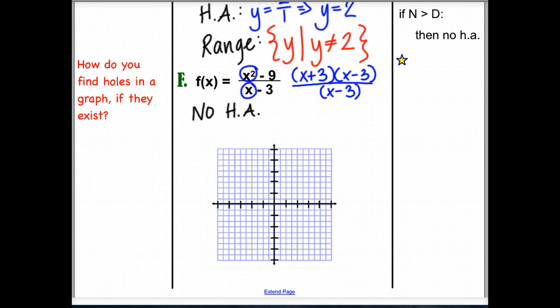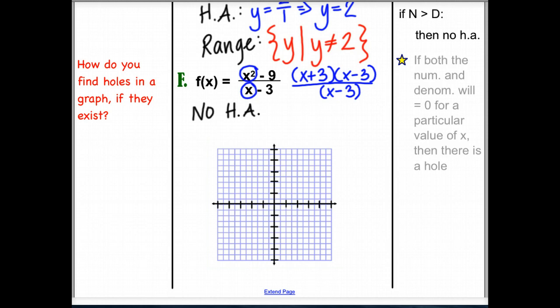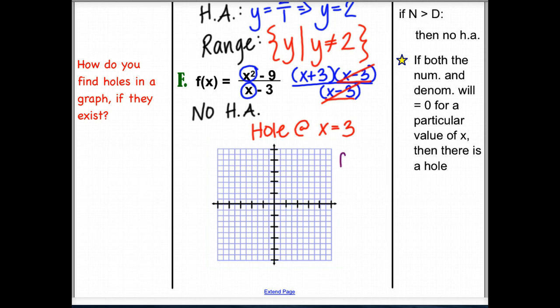Now, one of the things we want to talk about, you hear holes we defined earlier. If both the numerator and denominator will equal 0 for a particular value of x, then there is a hole. As you can see, I have an x minus 3 in both the numerator and denominator. In 8.1 to 8.3, we learned that these can cancel each other. This means I have a hole at x equals 3 in my graph. So what my function now reads with canceling is that f of x equals x plus 3.